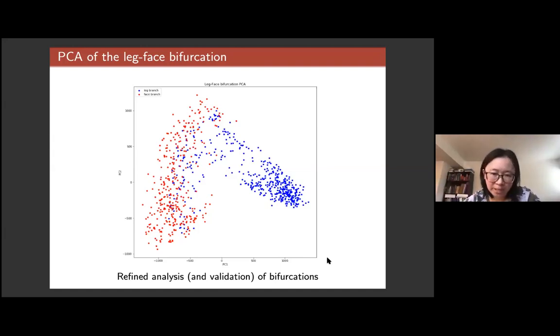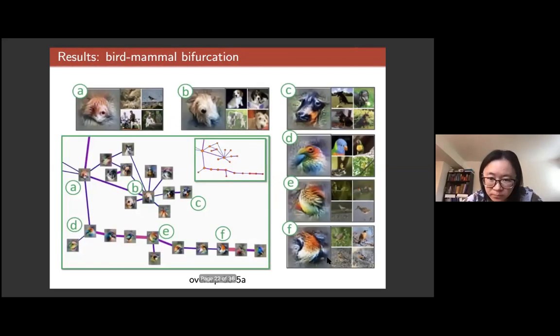Yes. And here what you see is a PCA projection of activation vectors associated with that branch. You can see even with PCA that there are actually two separate distributions. There's some overlap, of course, which precisely describes why there is a bifurcation. Okay, next example, this is what we call a bird-mammal.